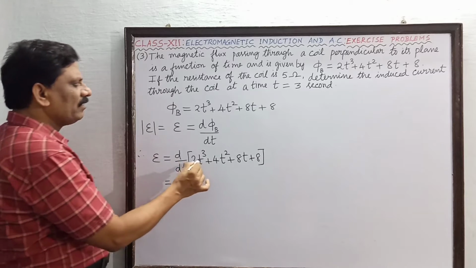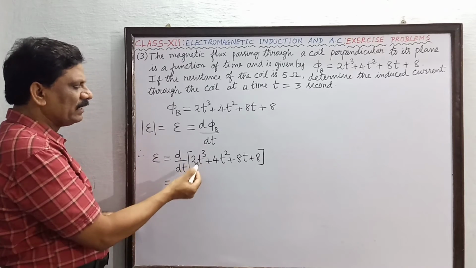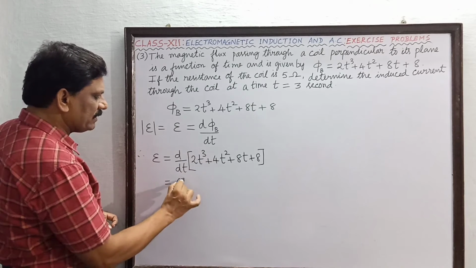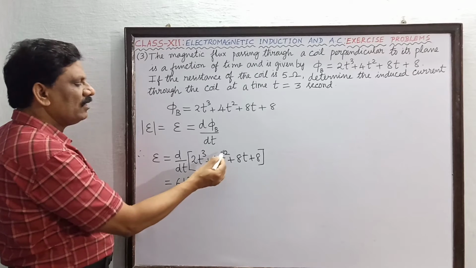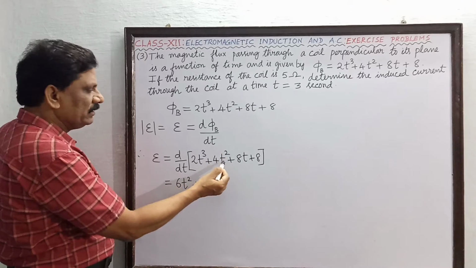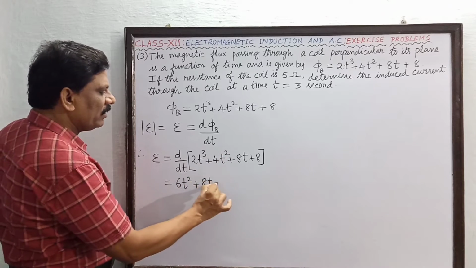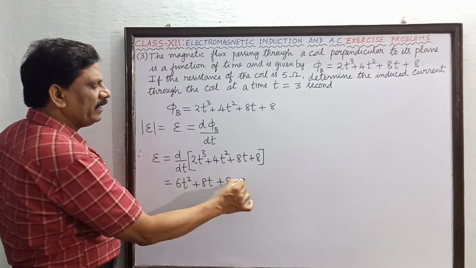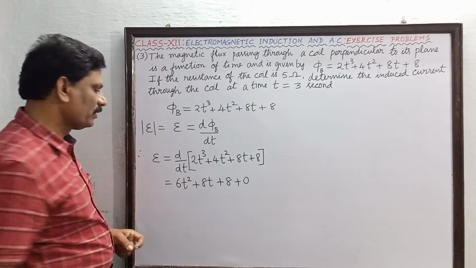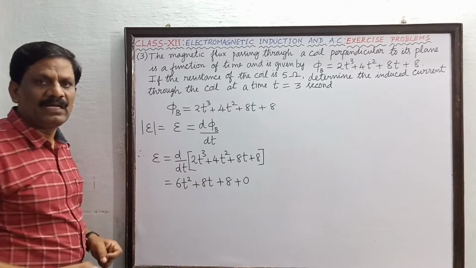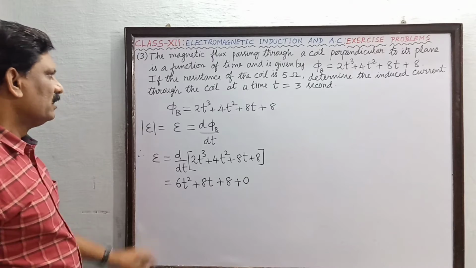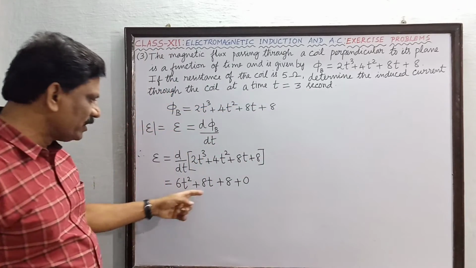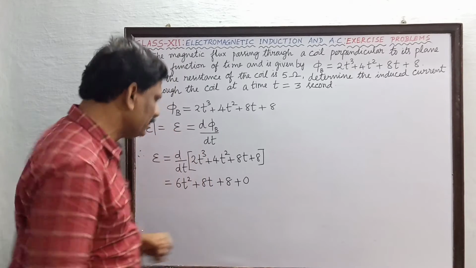So d by dt of 2t cube is 3 into 2, 6t square. So this is 6t square plus 4 into 2, 8t, plus the coefficient of t is 8, plus d by dt of 8 is 0. So this is the expression for the induced EMF. Now we have to find the current at an instant of 3 seconds. So we have to substitute t is equal to 3 seconds in this expression.